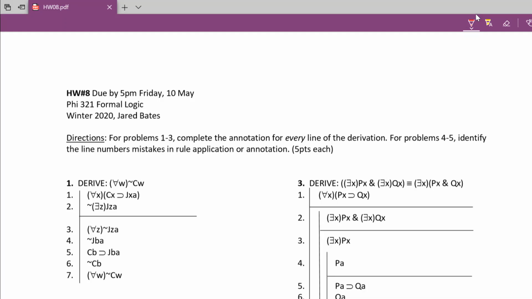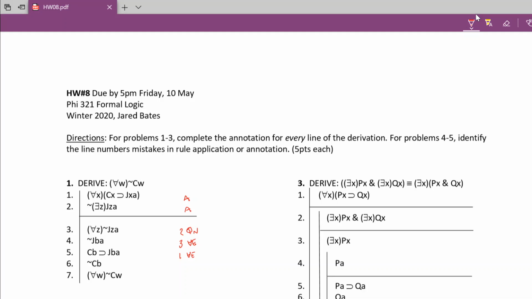The first 2 line numbers in the first problem are primary assumptions. Line 3 is an application of quantifier negation on line 2. Line 4 is an application of universal elimination on line 3. Line 5 is an application of the same rule, universal elimination on line 1.